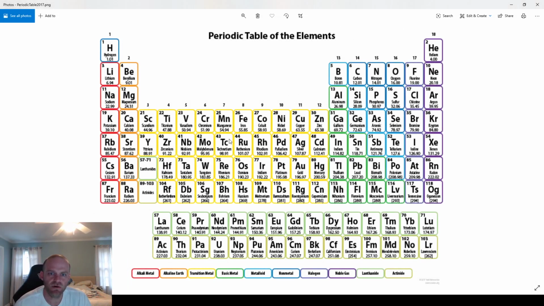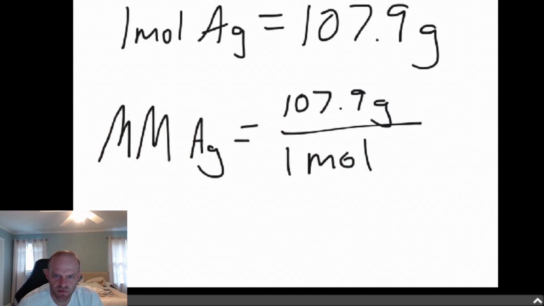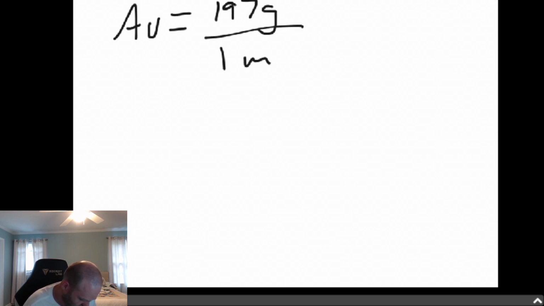All right, so gold is Au right here, 196.97 grams per mole. Let's call it 197 grams per mole. Gold is 197 grams per 1 mole.